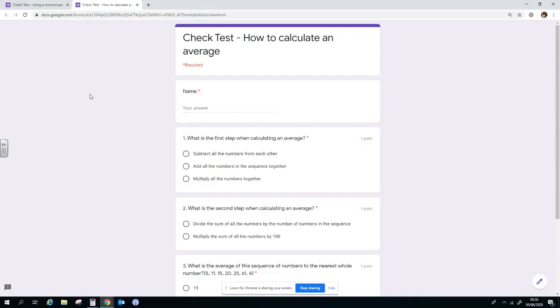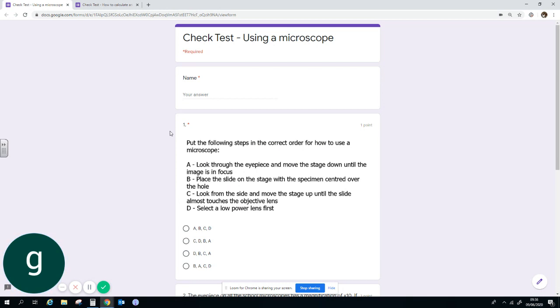If we just quickly go through the check tests as well, we'll start with the microscope one. So to use a microscope, put the following steps in the correct order. So you read through A, B, C, and D, which order do we want to put them in? Looking through the eyepiece and moving the stage down until the image is in focus, placing the slide on the stage with the specimen centered over the hole. Looking from the side, move the stage up until the slide almost touches the objective lens, selecting a low power first. So what I would do is I would do B first, so put the slide on the stage.